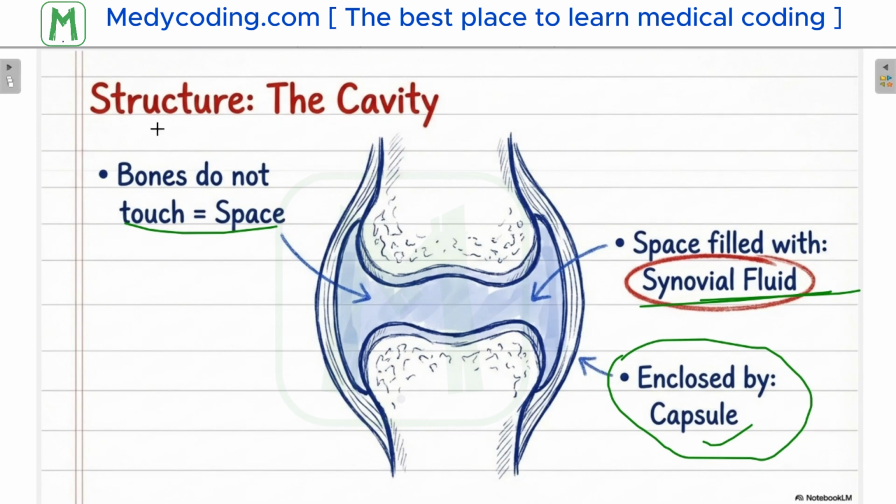In such joints, the bones are not in direct contact. There is a space in between the two bones, and that space is filled with synovial fluid. Since fluid is there, these structures are enclosed in a covering that is called a capsule. So let's discuss the structure in detail.